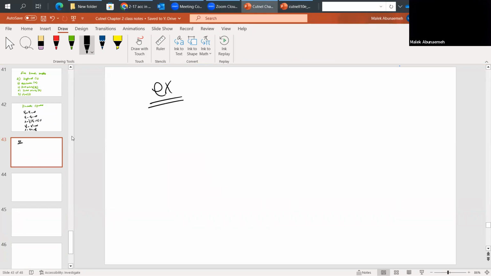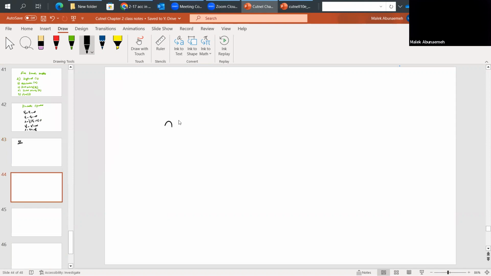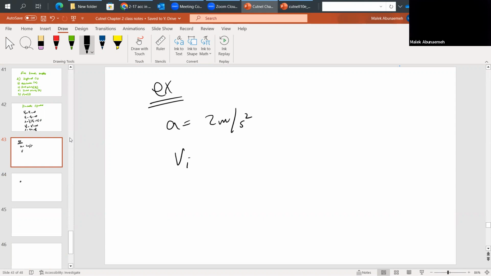So your acceleration is 2 meters per second squared. Your initial velocity is 6 meters per second, and your time is 8 seconds. And we want the distance.